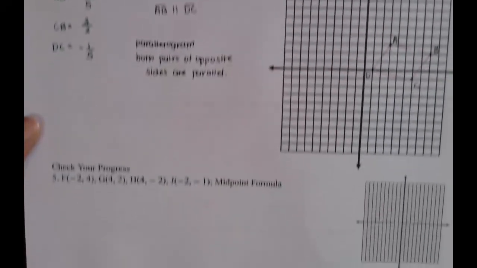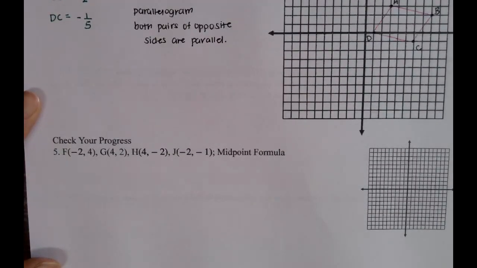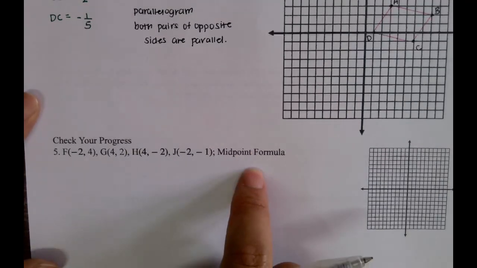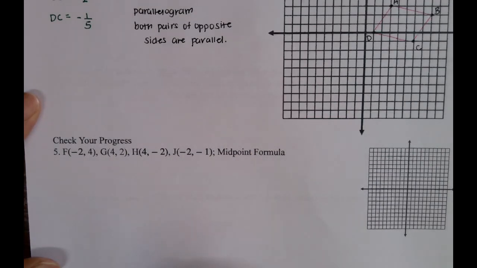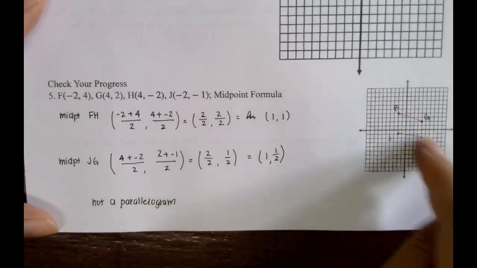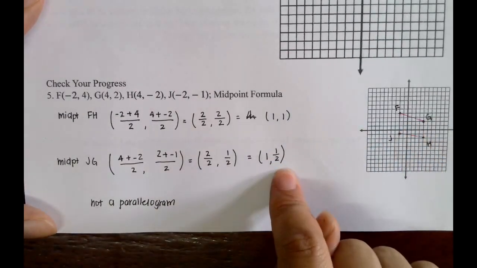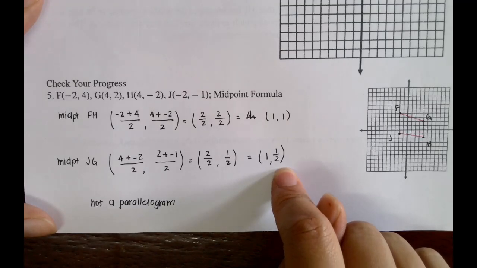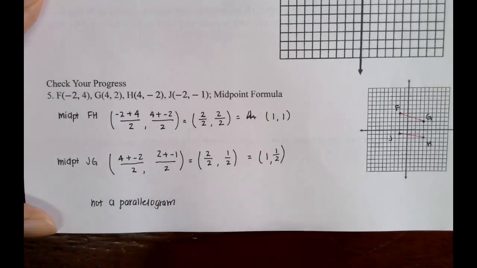Okay, so why don't you try CYP5 this time, instead of using the slope formula, you're using the midpoint formula to see if it's a parallelogram. Okay, this is not a parallelogram. Using the midpoint formula, we know that one of the properties of a parallelogram is that the diagonals bisect each other, right? And so their midpoints should be the same. However, when I find the midpoint of FH and the midpoint of JG, they are not the same point, which means that these diagonals don't bisect each other, so it's not a parallelogram.